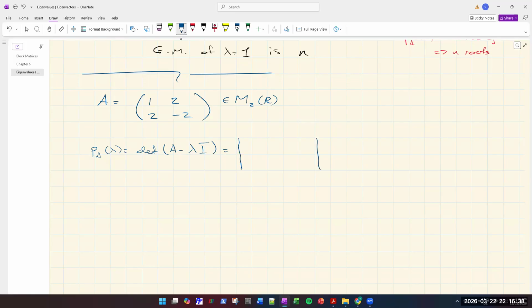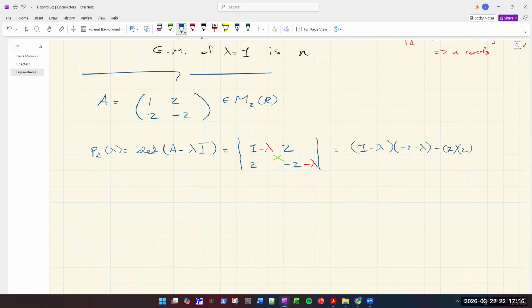So how to get this matrix A minus lambda I? It's the same matrix A, right? So I write back the same matrix A, and then I subtract lambda from the diagonal entries. Now this determinant, you know how to do the determinant of a 2 by 2 matrix. It's this one by this one minus this one by this one. So it's 1 minus lambda by minus 2 minus lambda, minus 2 by 2.